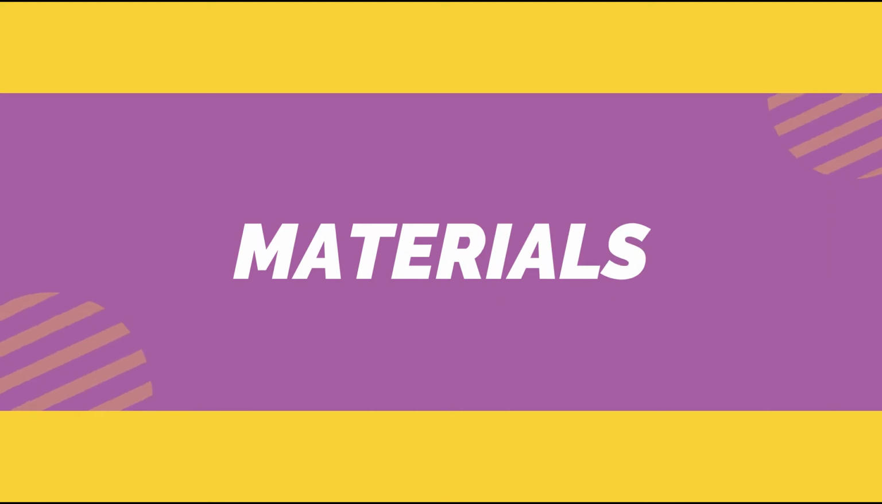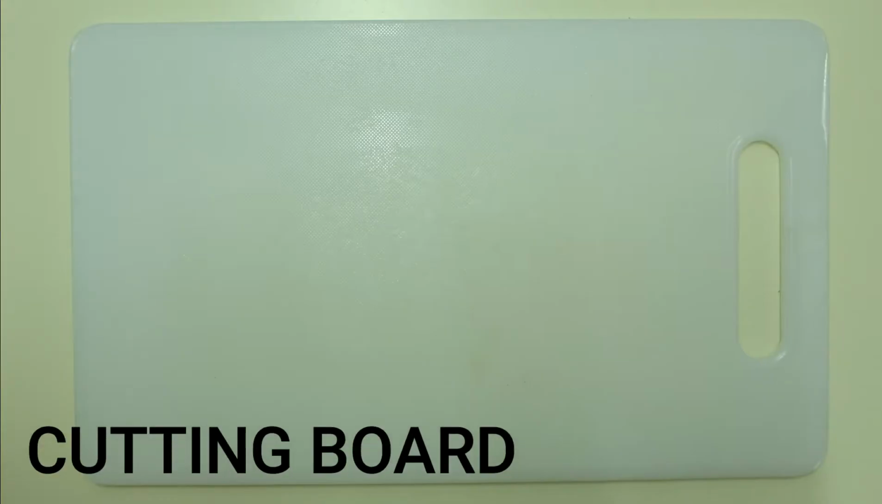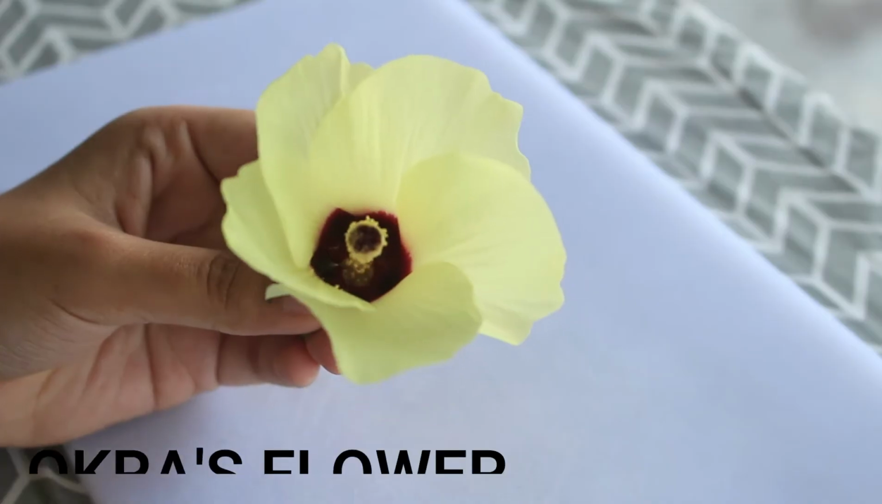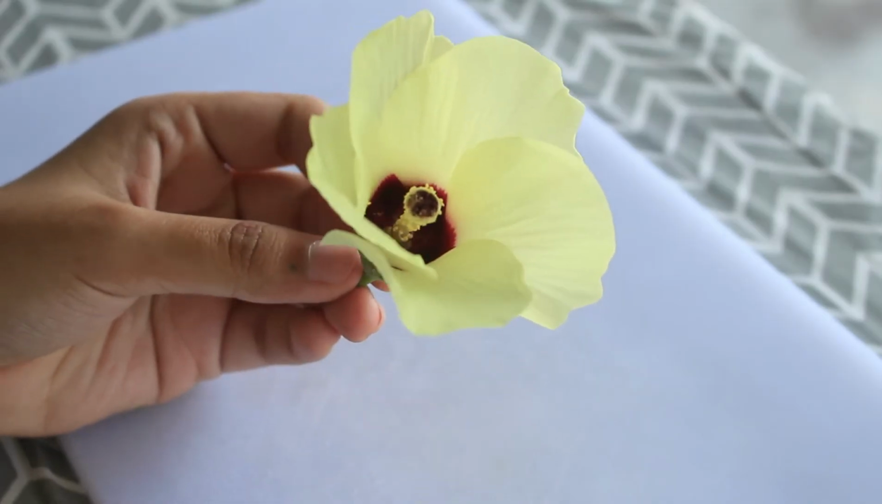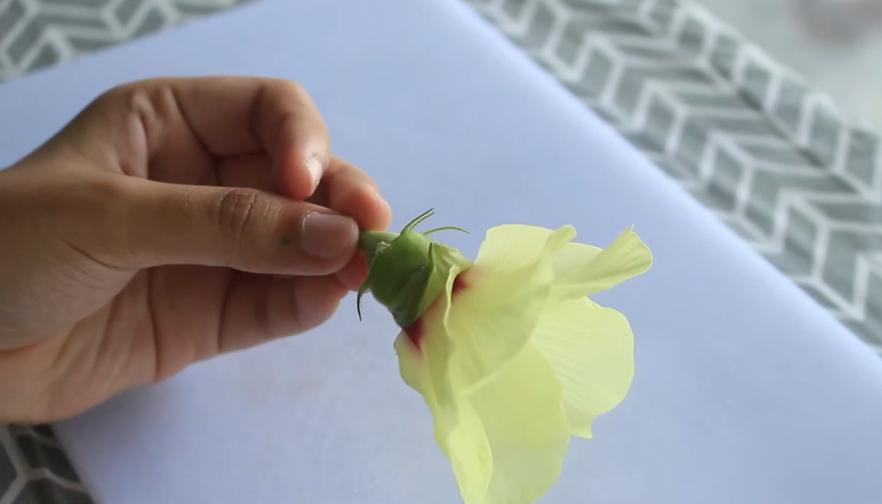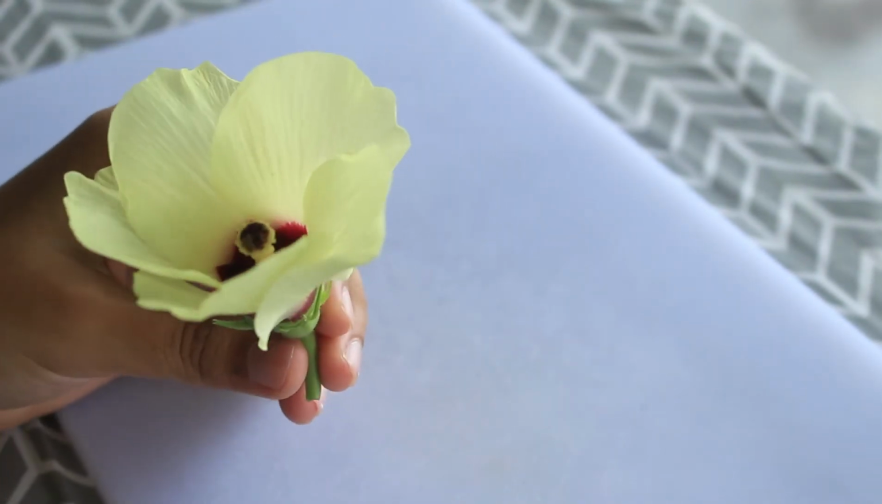But first, let me introduce to you the materials used in this dissection. The materials are cutting board, cutter, forceps, and of course okra's flower. Before we go cutting into our flowers, we are going to observe the flower parts first.